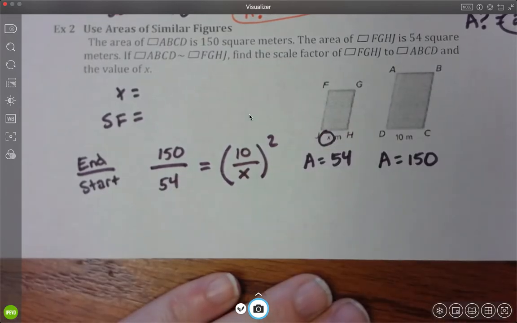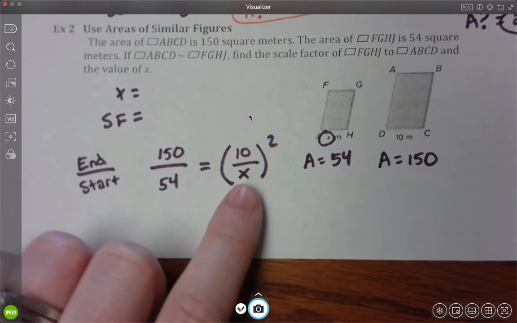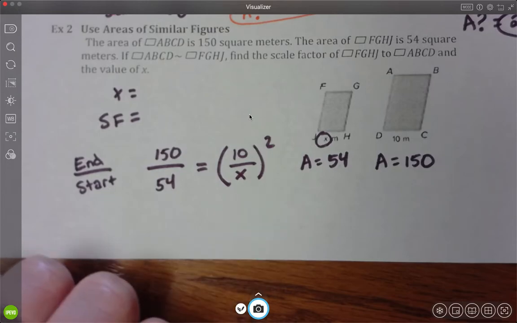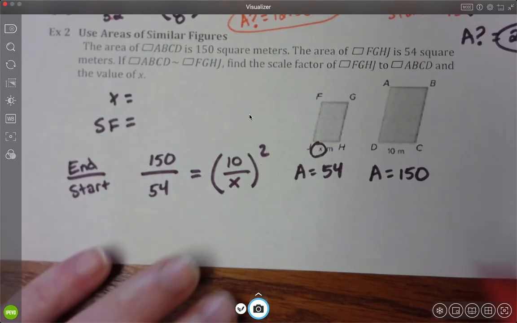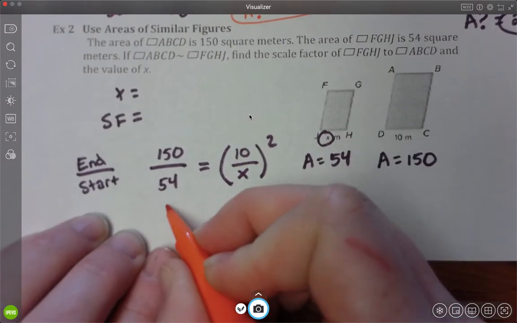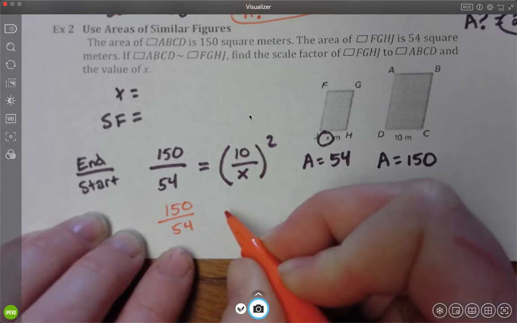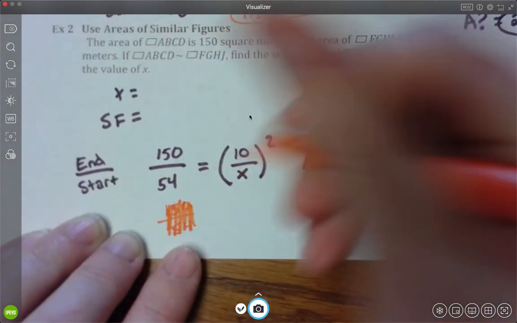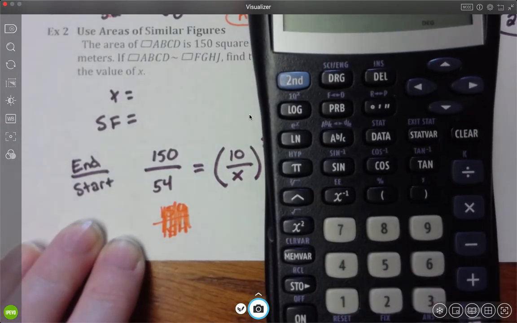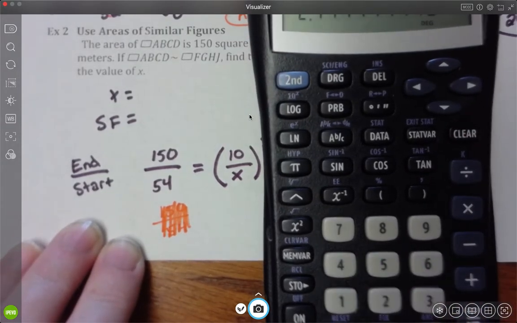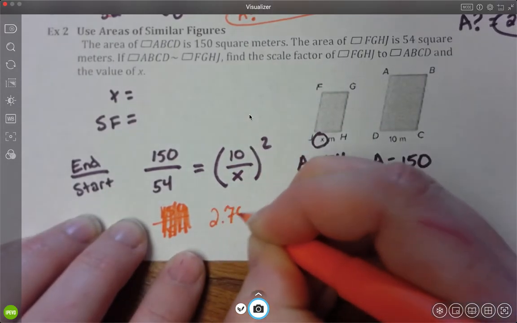Now, we have to do some algebra to get this x solved for. It's a little bit harder than when we were solving for the area over here. So what I'm going to do is take 150 over 54. Actually, let's do this. What is 150 divided by 54? 2.78, let's say. That's what 150 divided by 54 is.